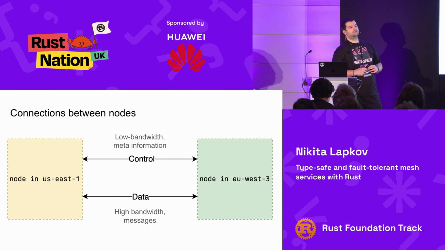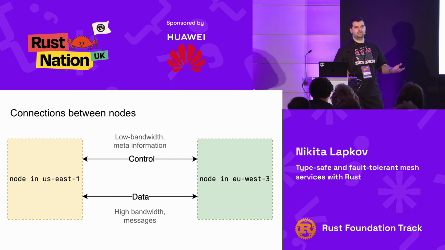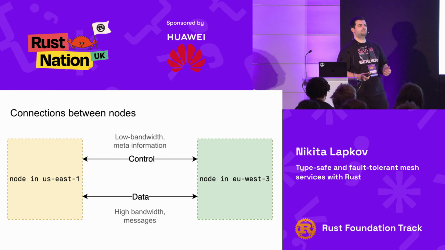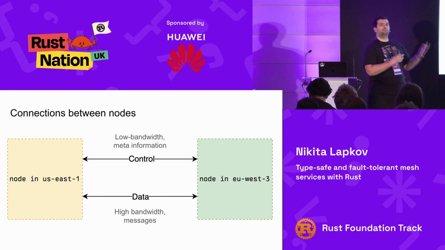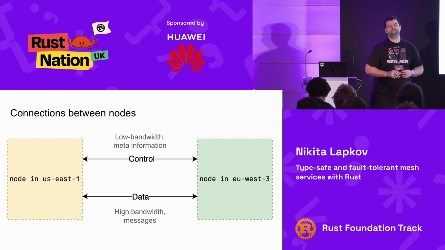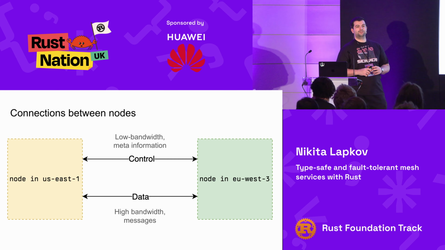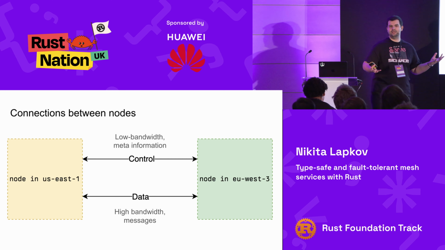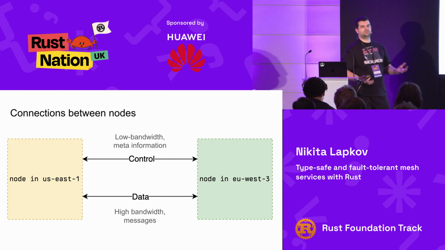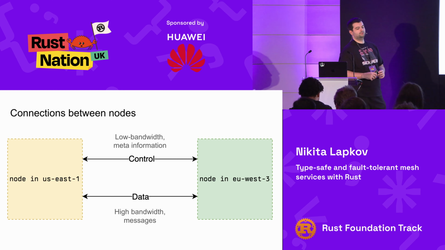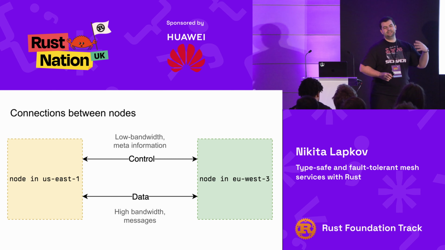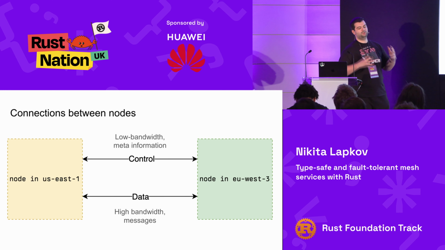Control is mainly for the nodes to greet each other, to exchange what versions of the protocol they're using, what capabilities are there, what kind of compression algorithms the other node supports, and which of the nodes will establish the data connection. The data connection is actually the meat of the topic. It's the connection we use to send all the messages and flow control data. So control is low bandwidth with meta information, and data is a very high bandwidth connection which sends all the messages.